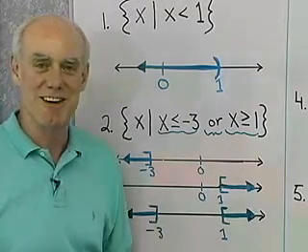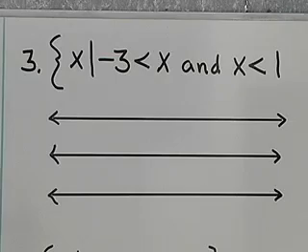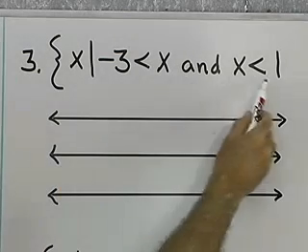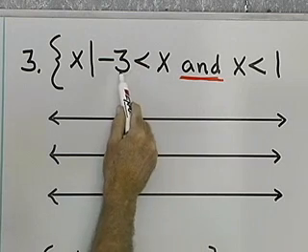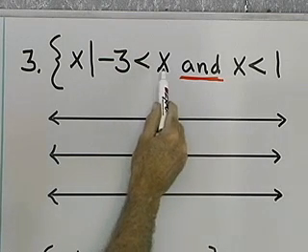Let's look at another example. This time I've got a similar looking kind of inequality, but I've connected the two inequalities with the word and. So let's first graph -3 is less than x.